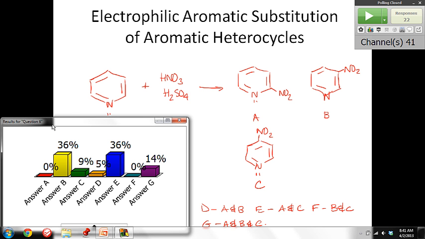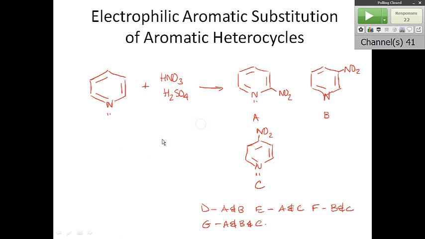Okay. Well, what's the correct answer? That's a good question. When I add my electrophile to this ring, what would be the best position to have the positive charge? Where is the positive charge going to be the most stable? At nitrogen? On the nitrogen? Yeah.